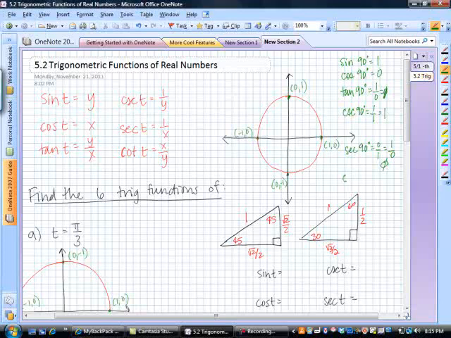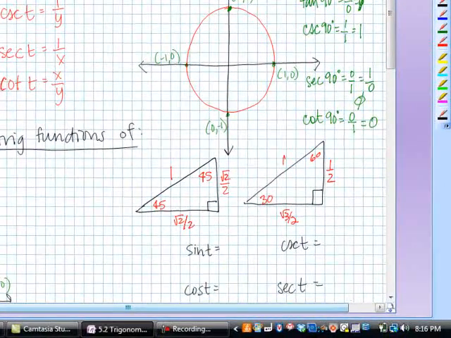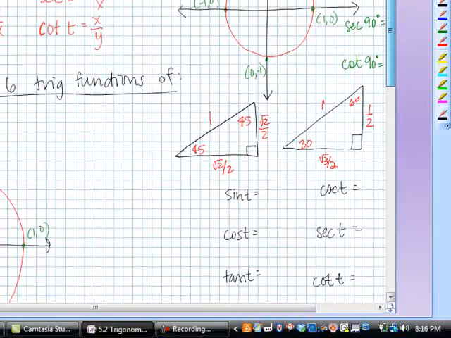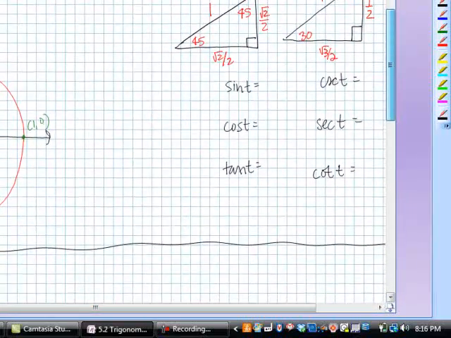Then lastly, the cotangent of 90 degrees is going to be x over y, or the reciprocal of the tangent of 90 degrees. Do you see that the tangent of 90 degrees is 1 over 0? So the reciprocal of that is going to be 0 over 1, which is, in fact, 0. So the cotangent of 90 degrees is 0. Okay, so what we're going to do is a couple of examples of finding the 6 trig functions of certain angles.